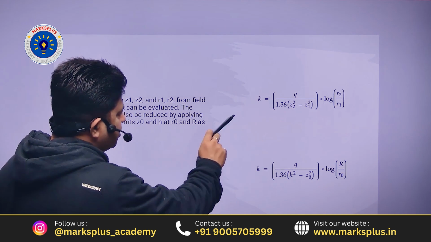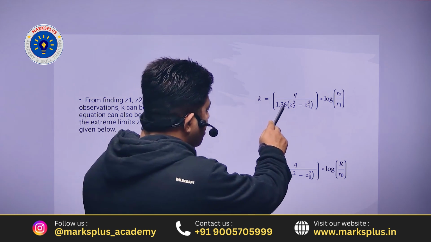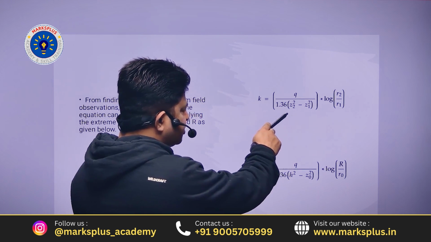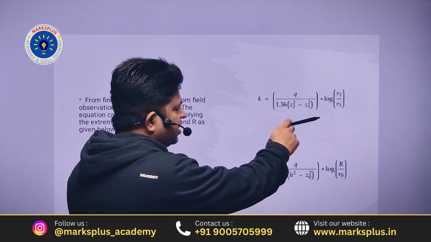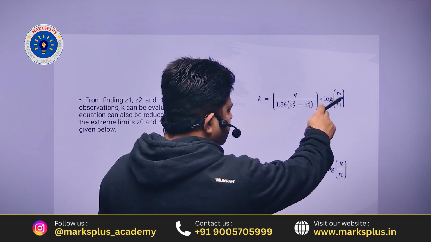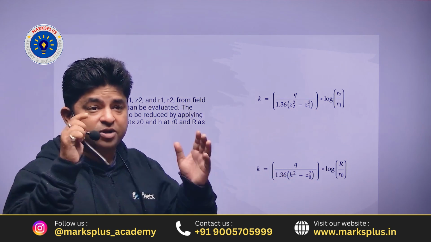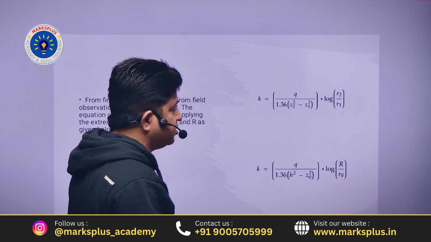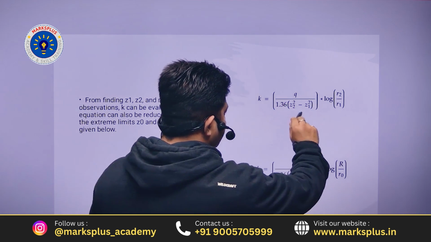Then comes finding the coefficient of permeability, given R1 and R2. The coefficient of permeability is given by Q upon 1.3 into Z2 square minus Z1 square, where Z2 is the height of the water in the second observation well, and Z1 is the height of water at the first observation well, and log R2 is the radial distance from the second observation well from the center. We will always measure the radial distance from the center of the two wells. From the center, whatever we measure will be our radial distance, and this is how we can derive that particular formula for the coefficient of permeability.